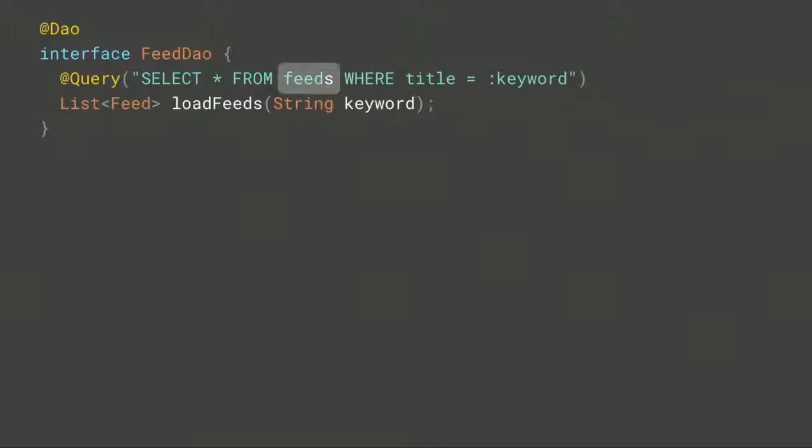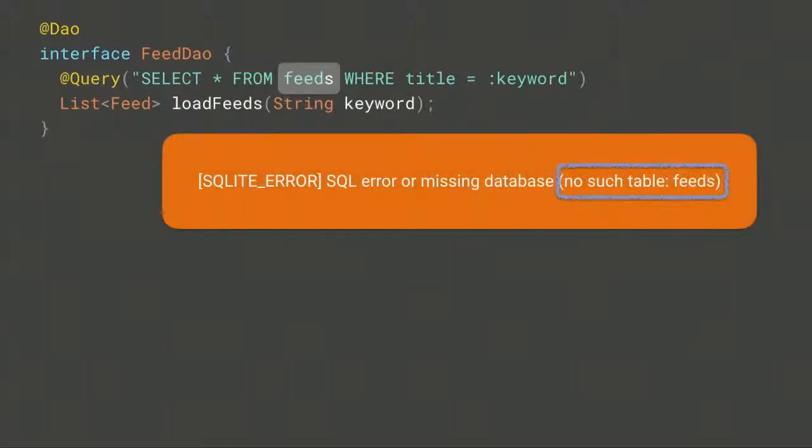But what if you made a typo? Instead of saying feed table, you wrote feeds. Now, if this happens, Room is going to give you an error at compile time. So it goes ahead and verifies your query against the schema you have defined, and it tells you if something is wrong.